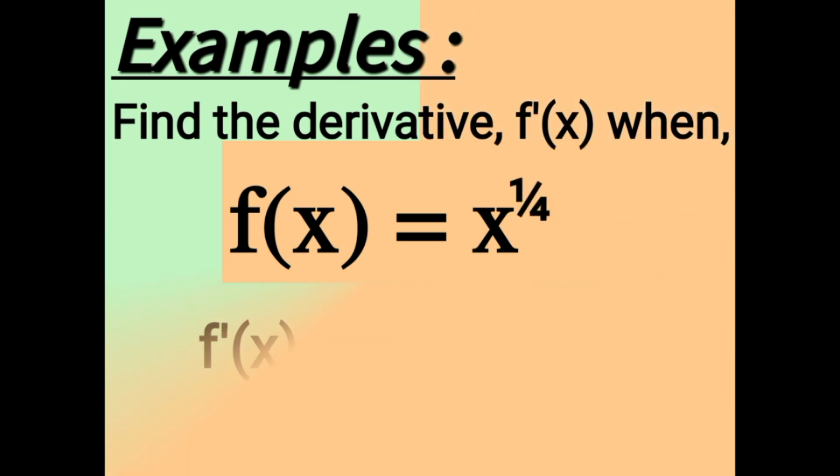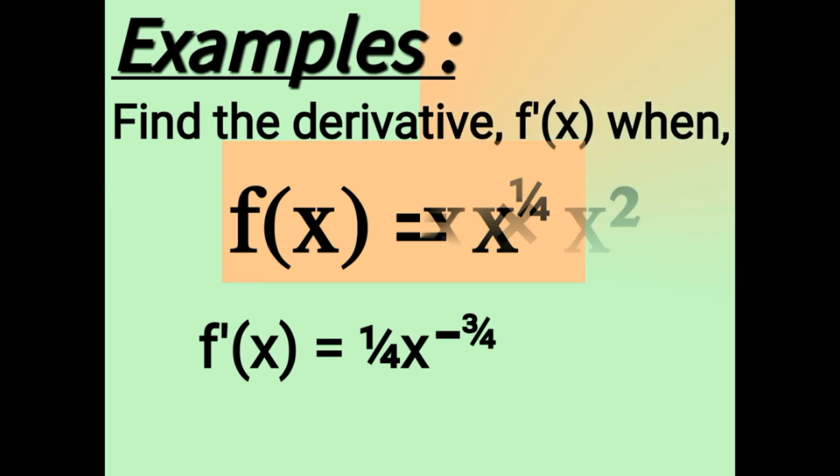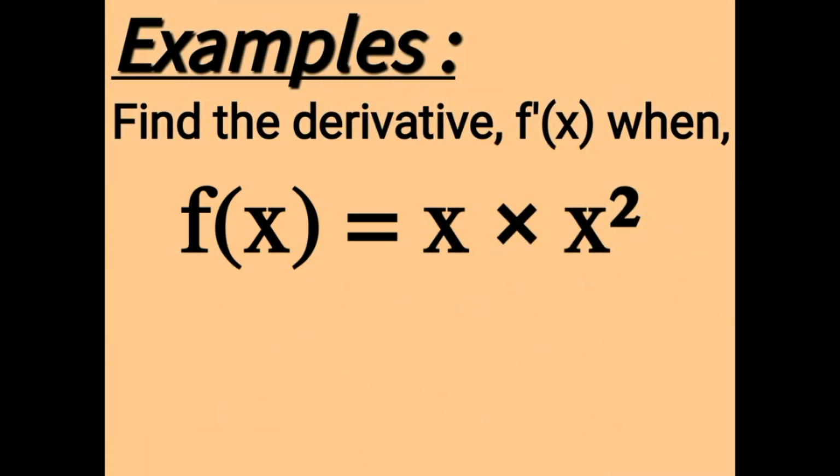f(x) equals x to the power 1 over 4. Now here, the derivative f dash x equals 1 over 4 times x to the power 1 over 4 minus 1. So, multiplying by the power 1 over 4 and subtracting 1 from the power, f dash x equals 1 over 4 times x to the power minus 3 over 4, equals 1 over 4 x to the power minus 3 over 4.